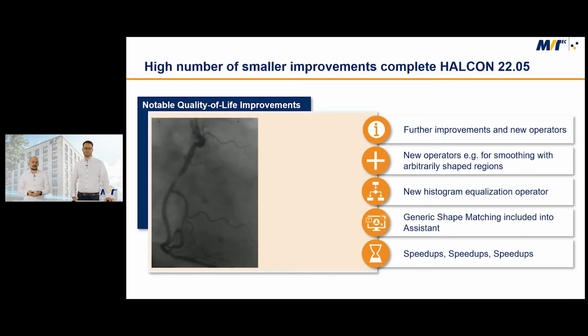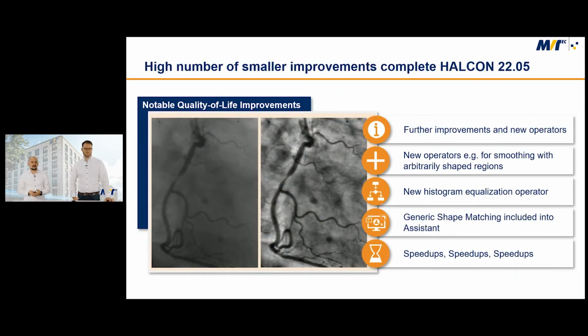And just to start with, two or three of the main topics: we added new operators to smooth images with arbitrarily shaped regions. We have a new histogram equalization operator. Generic shape matching, which we introduced in the latest HALCON releases, is now also available in the code generation of the HDevelop assistant. And of course, speedups and the details. Again, you know, Peter.